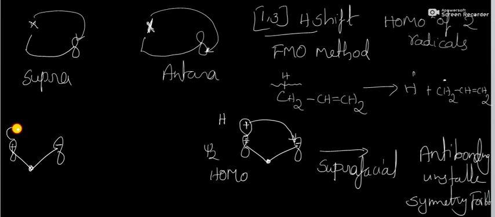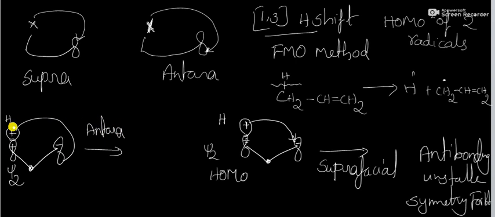Then this is our hydrogen, spherically symmetric, positive symmetry, psi 2. Then antarafacial migration. This is antarafacial migration. Antarafacial migration results in sigma bond formation. Sigma bonding interaction and it is stable. So it is symmetrically allowed. But we know that antarafacial migration is geometrically forbidden.